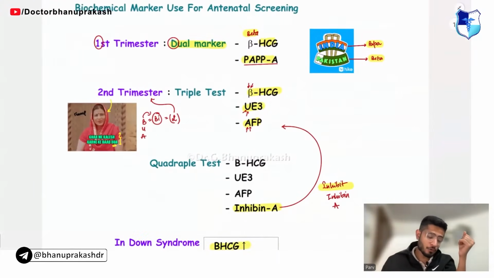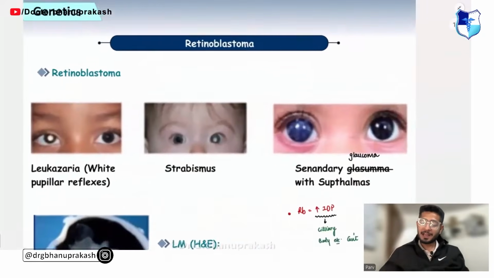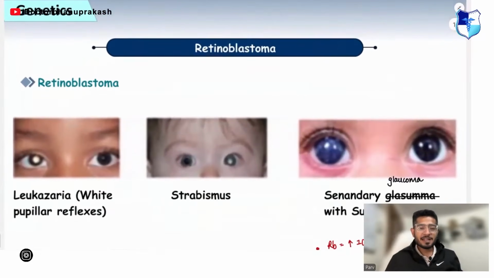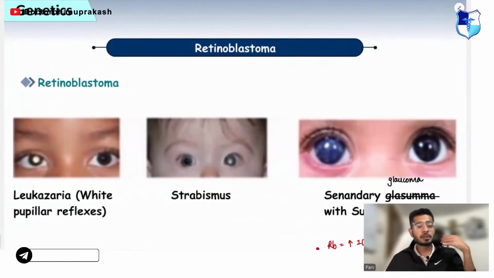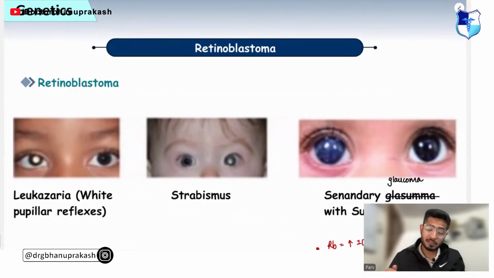Okay, so if you understood this, and if you like this mnemonic, coming on to the next disease, that is called retinoblastoma. In retinoblastoma, I think you people know that it is nothing but a tumor of the retina.